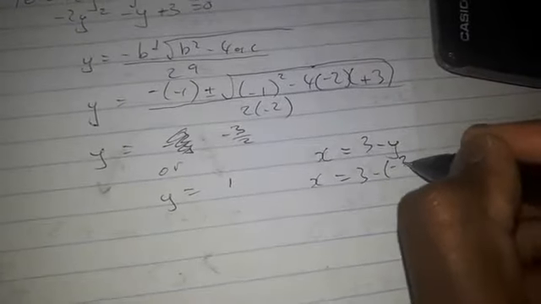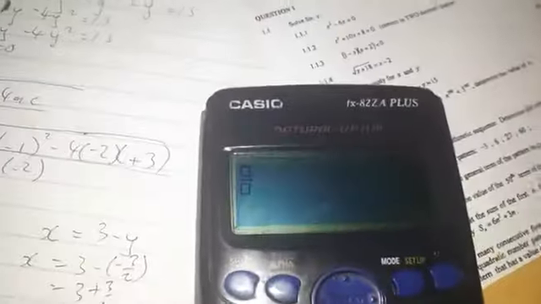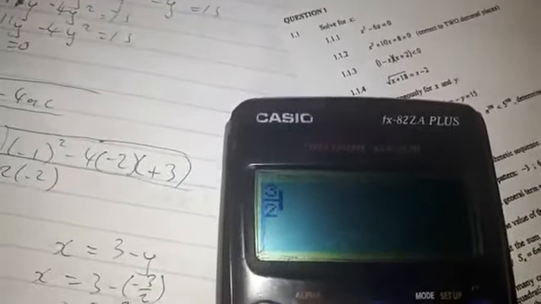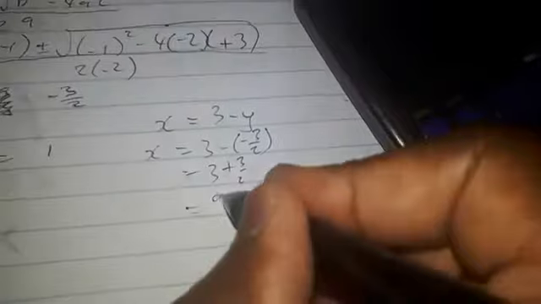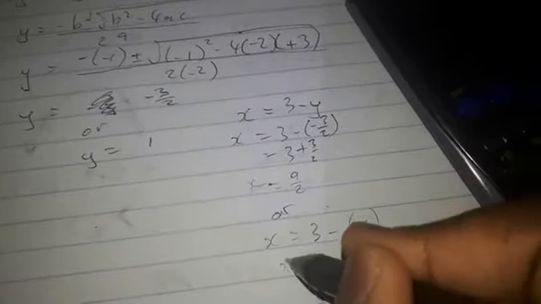So it's here, negative 3 over 2. This is like 3 plus 3 over 2. Trust me, use the calculator. Don't be a hero. Use it nicely. Plus 3. That's like 9 over 2. 9 over 2. This is for x. Or let's say x is equal to 3 minus 1. That's like x is equal to 2.